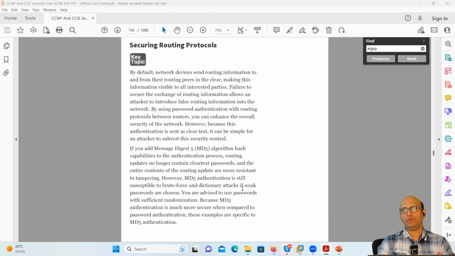Now you must be thinking, what is the difference between encryption algorithms and hash algorithms? Encryption algorithms or encryption standards are used to maintain the confidentiality of the data, and hash algorithms are used to maintain the integrity of the data. Data confidentiality is different, data integrity is different. Confidentiality of the data means nobody should read your data, and integrity of the data means nobody should change your data, nobody should edit it.